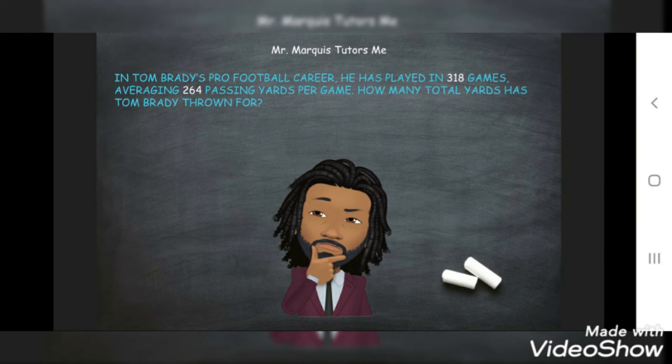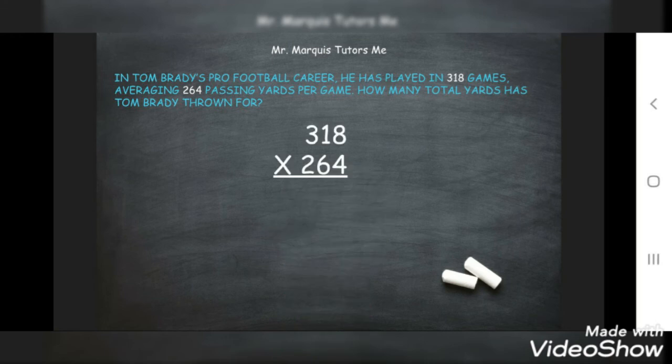Now, I have a word problem. In Tom Brady's pro football career, he has played in 318 games, averaging 264 passing yards per game. How many total yards has Tom Brady thrown for? Okay, so I have 318 games and 264 passing yards in each one of those games. So it's going to be 318 times 264.